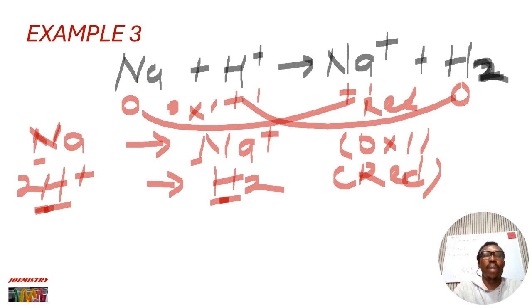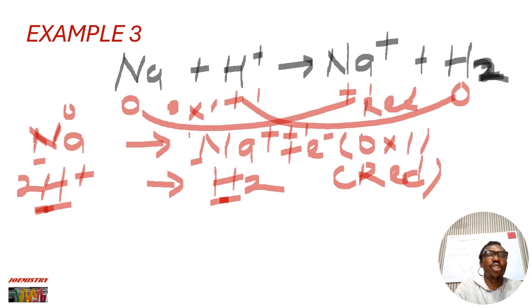The next step is to balance the charges. The charge is 0 and the charge is plus 1. So what do we do to balance the charge? We add an electron here, so plus 1 minus 1 is 0. So the charges on the oxidation half cell are balanced.